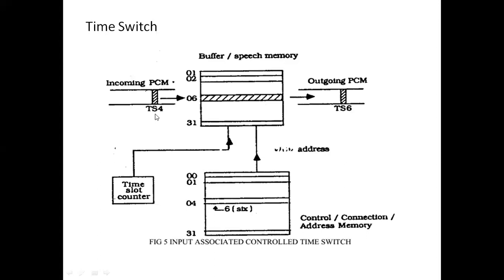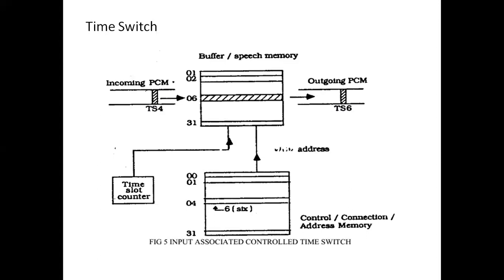Say, for example, time slot 4 is coming into the system, and this is to be transferred into time slot 6 in the outgoing PCM highway. That is, it is to be allocated to the 6th slot in the outgoing PCM highway. The incoming content is stored. When the turn of the 6th slot to be transmitted in the outgoing PCM highway comes, the content corresponding to the 6th slot will be read. That content is nothing but the content of the incoming 4th slot of the PCM highway. Here there is a change in time.